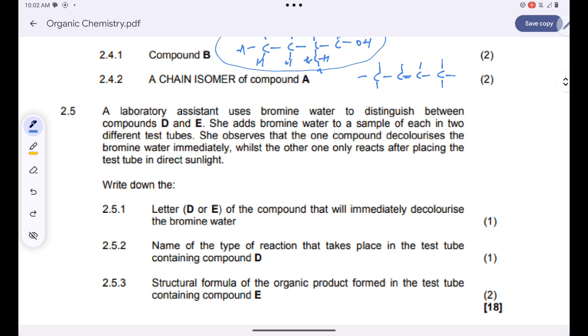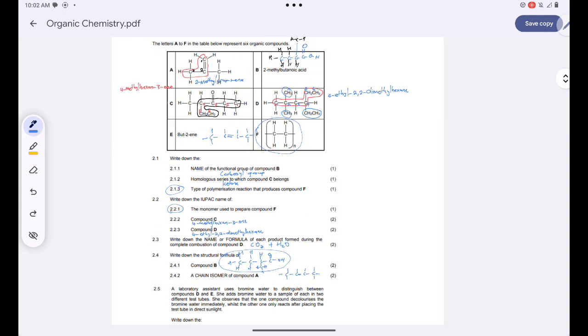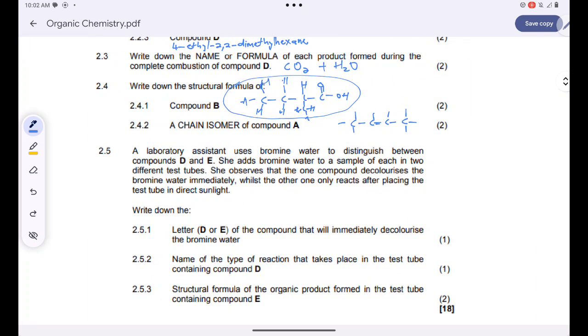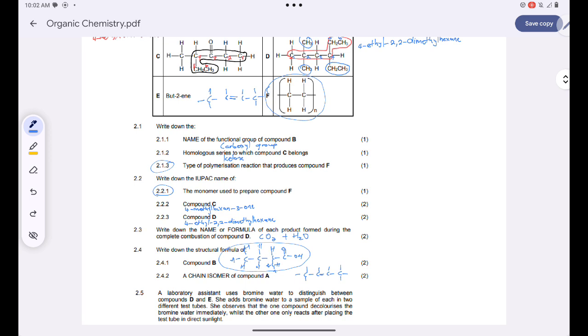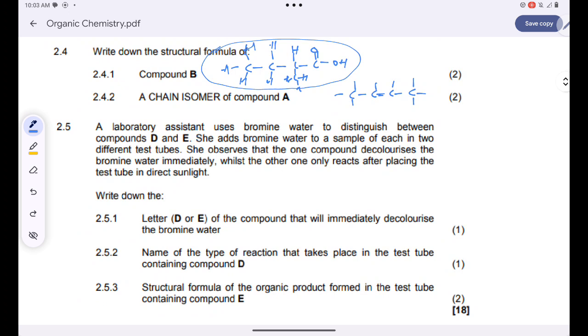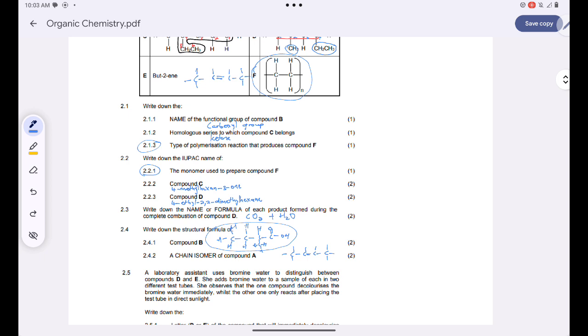Okay, a laboratory assistant uses bromine water to distinguish between compound D and E. What is compound D? Compound D is an alkane. Compound E is an alkene. She adds bromine water to a sample of each in 2 different test tubes. She observes that one compound decolorizes the bromine water immediately, whilst the other only reacts after placing the test tube in the direct light. Remember that, guys, unsaturated hydrocarbons, they react spontaneously. Are you together? But saturated hydrocarbons, they do not react spontaneously. They require ultraviolet light for them to react. Their reaction is exothermic. Okay, write down letter D or E of the compound that will immediately decolorize. That's compound E. Because it's an unsaturated hydrocarbon, they will just react spontaneously.